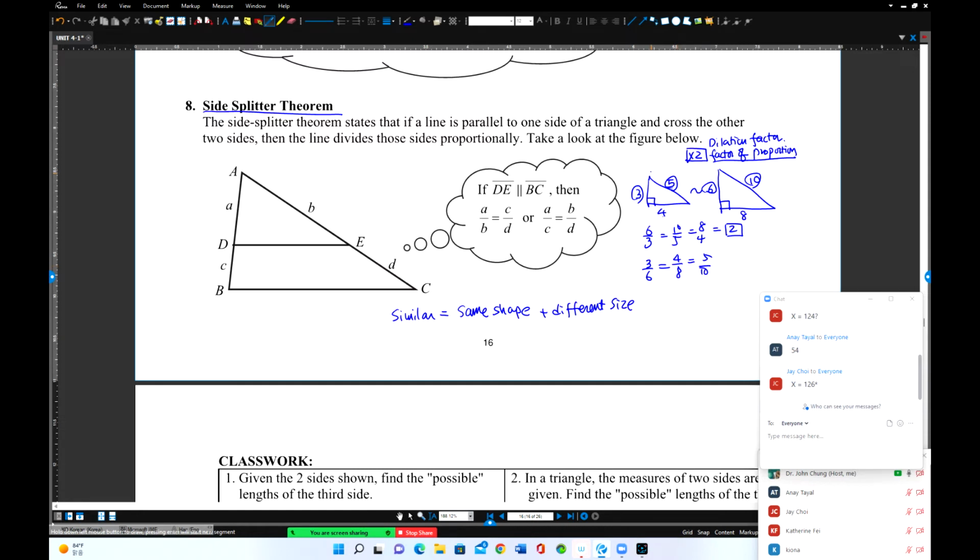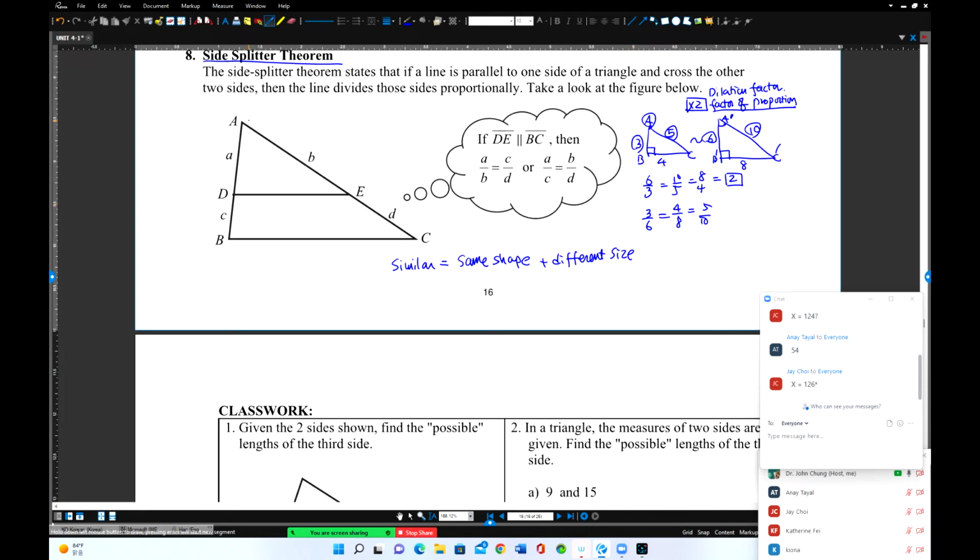But angles don't change. Angle A, angle B, angle C, and here A prime, B prime, C prime. Angle A doesn't change. In similar figures, angles don't change. Only the length of the sides is changed. Okay? Over here, this doesn't change.